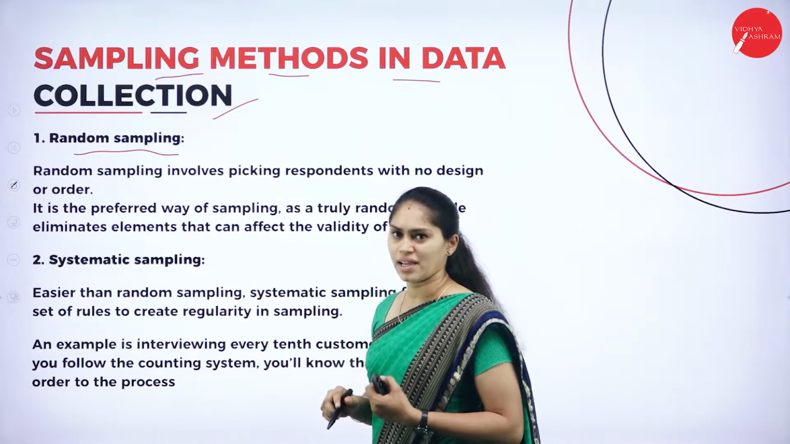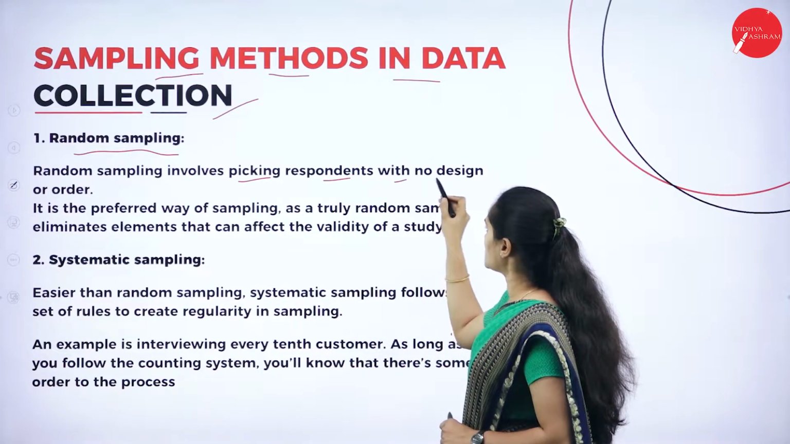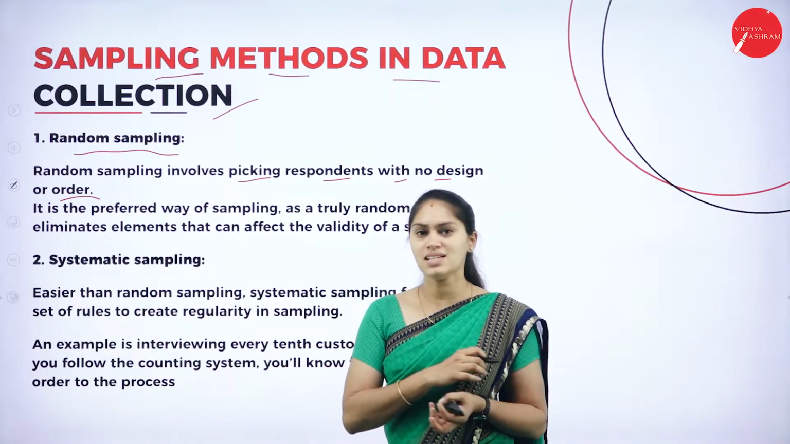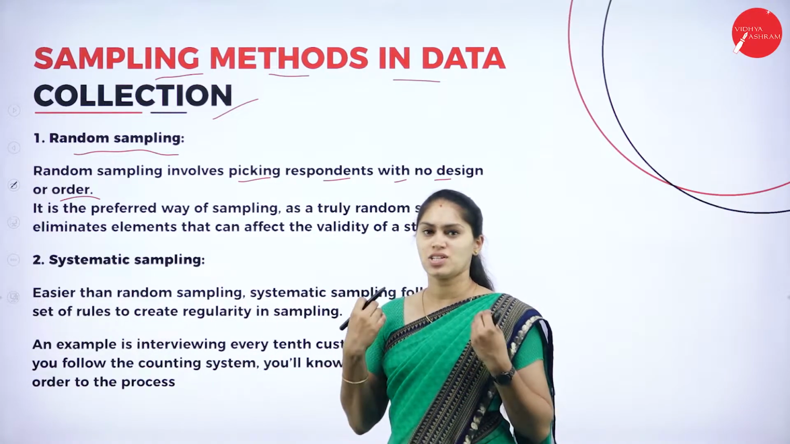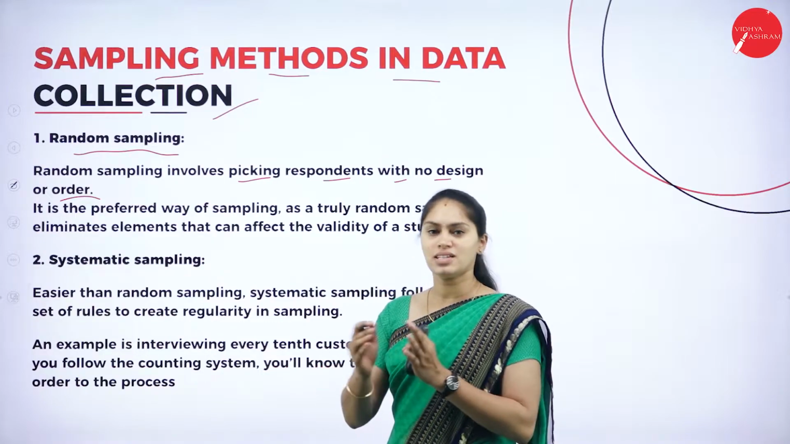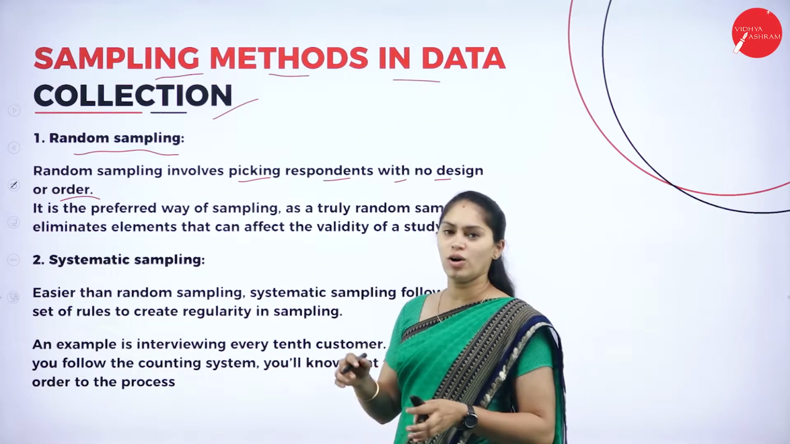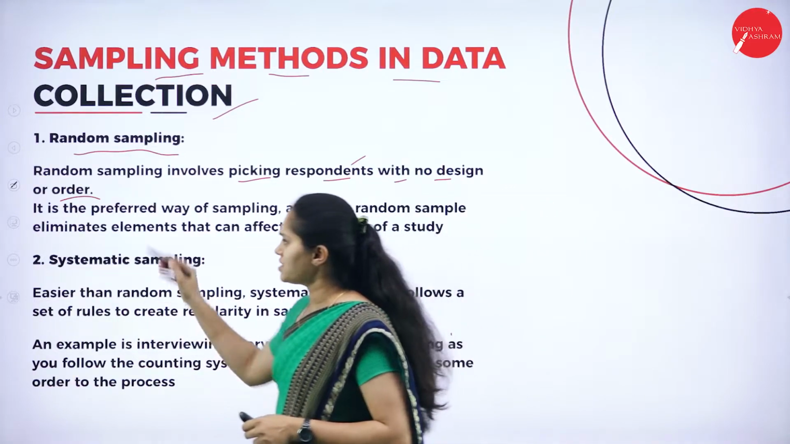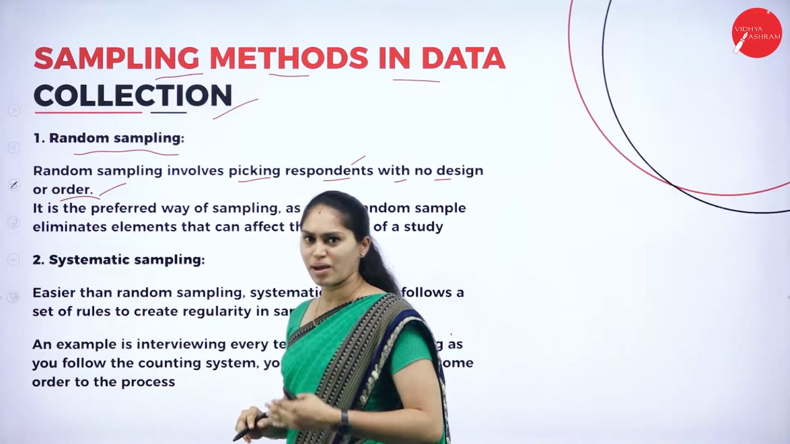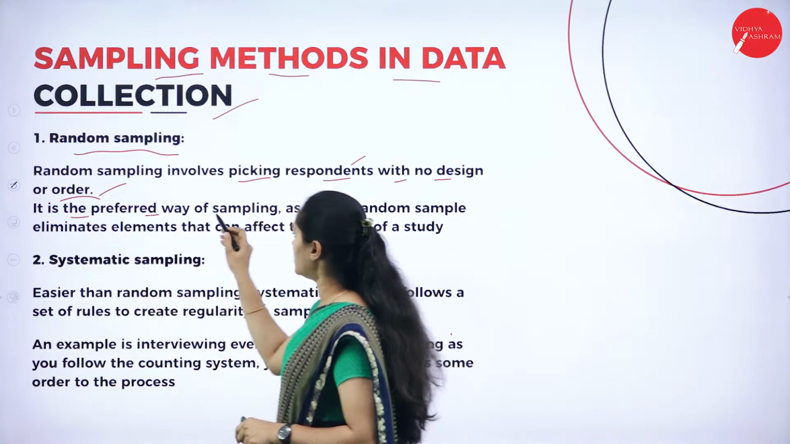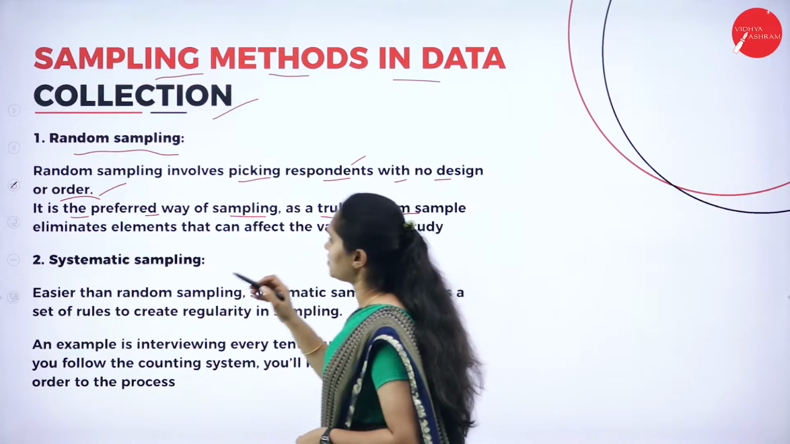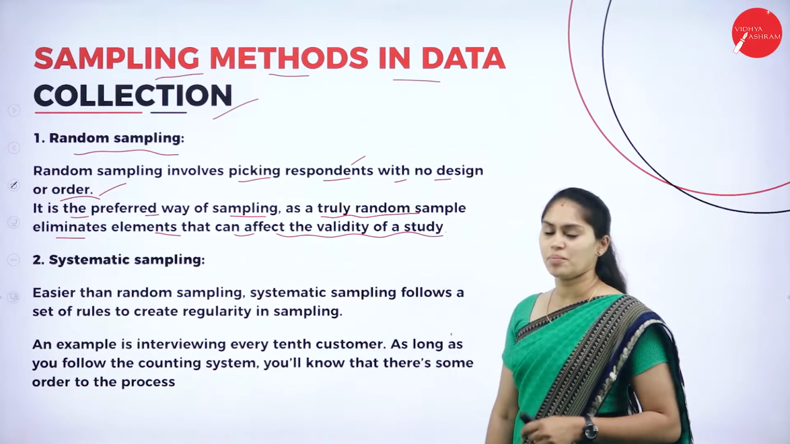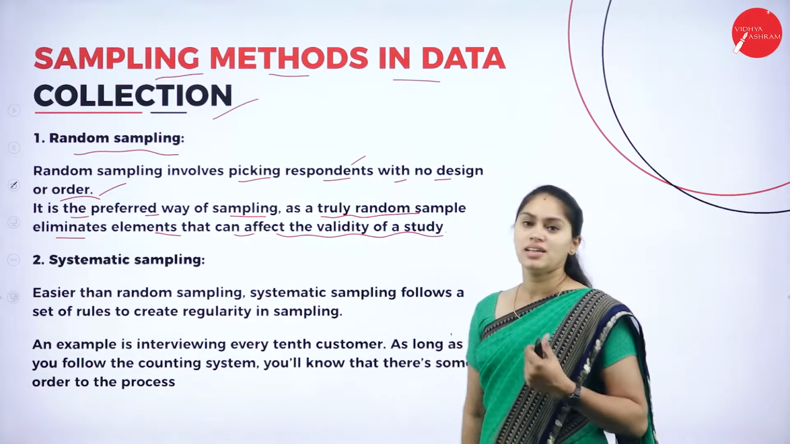In random sampling, we are going to pick respondents with no design or order. I'm just going to pick the samples irrespective of any situations, rules and conditions. I'm not going to follow any rules and regulations. I will just pick the respondents with no design or order. It is not in a systematic manner. It is a preferred way of sampling, as a truly random sample eliminates the elements that can affect the validity of the study.